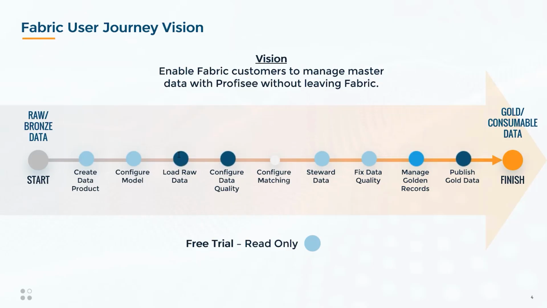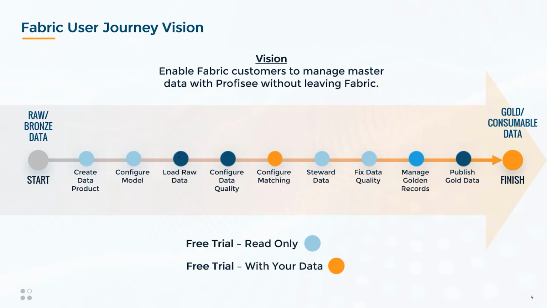What we just recently delivered the last few weeks is the ability to do integration, so we can now load data into Profisee from OneLake. We can also publish data back out to OneLake, and we can also configure our data quality rules. The last piece of the puzzle that we're working on now is the ability to configure that matching process, to be able to select the attributes that are identifying and use those to identify and group together like records and create that golden record.